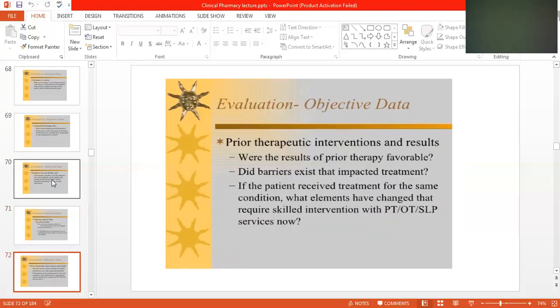Prior therapy, interventions, and results: what were the results of the prior therapy generally? Did barriers exist that impacted treatment? If the patient received treatment for the same condition, what elements and changes now require skilled intervention with PT, OT, or SLP service?